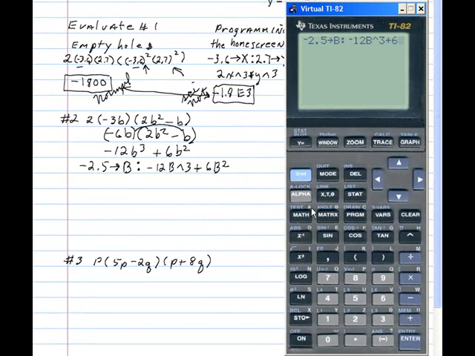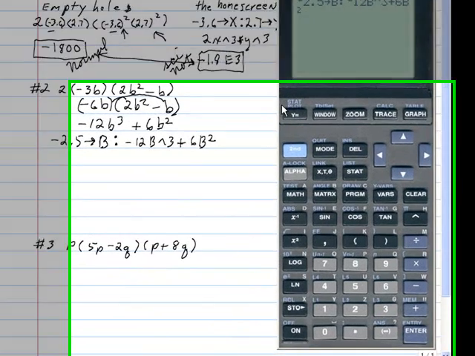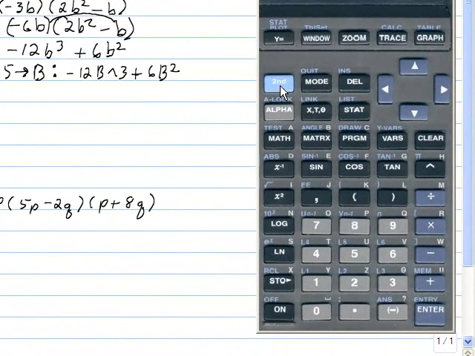For b again, alpha matrix again, and for the squared, my x squared key. So there I've got it: negative 12b cubed plus 6b squared. So I've got it in correctly. I hit a colon, which is second period, telling the calculator I've finished that step, and now I hit enter.